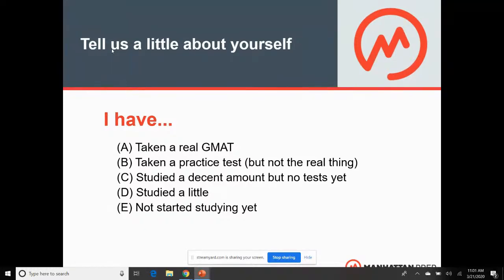It would be very kind of you to just poll into the chat. I would like to know where we are in our prep or studies. Have we taken a real GMAT? Have we taken a practice test? Are we just sitting here going, what is this GMAT thing? Thank you, Saviga.